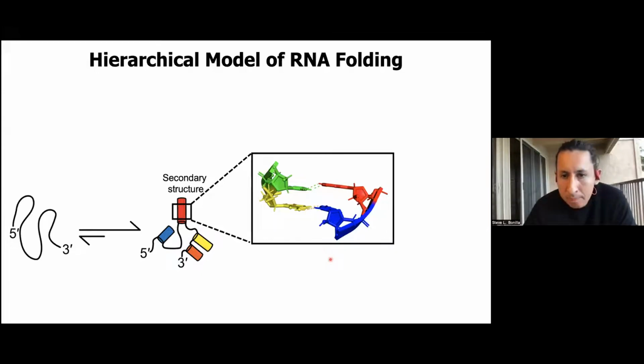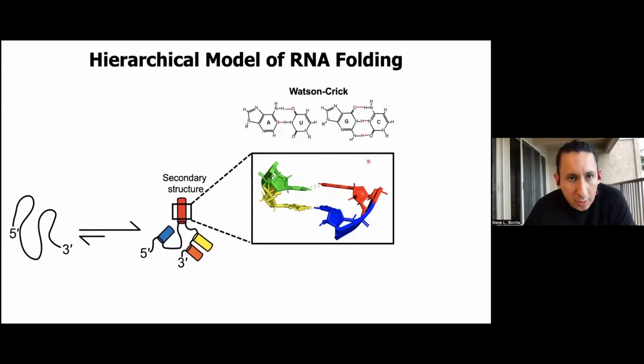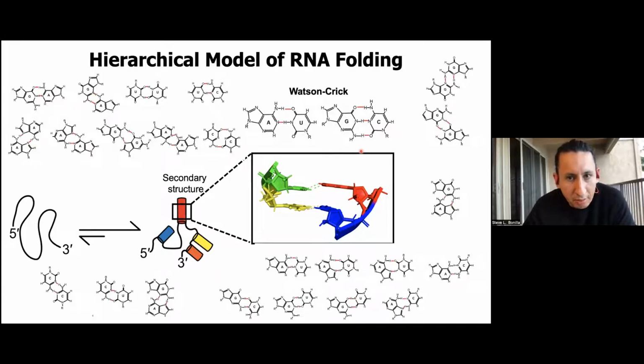Now, something that we need to keep in mind is that although canonical Watson-Crick base pairs are what we usually think of when we think of base pairing, and they are very important, in reality, there are a large number of other possible combinations of base pairs. And essentially, any base can make interactions with any other base.